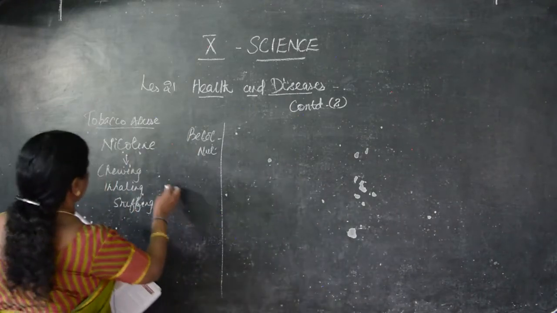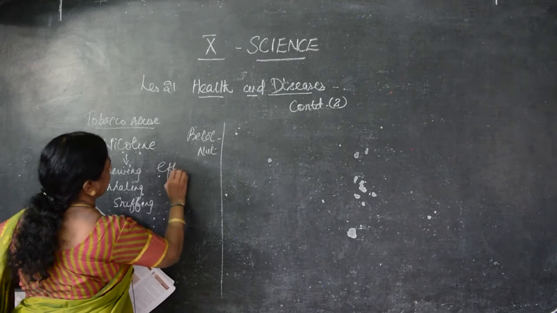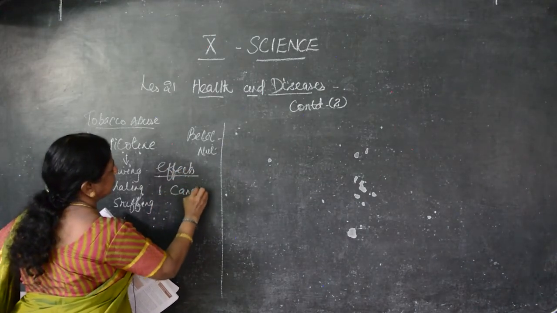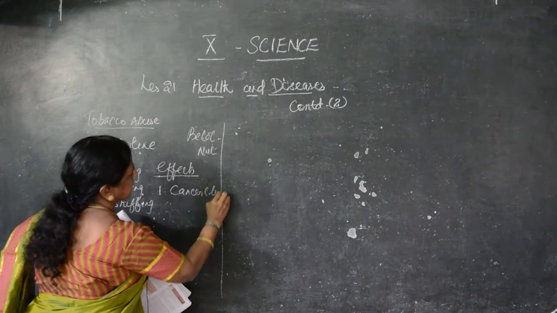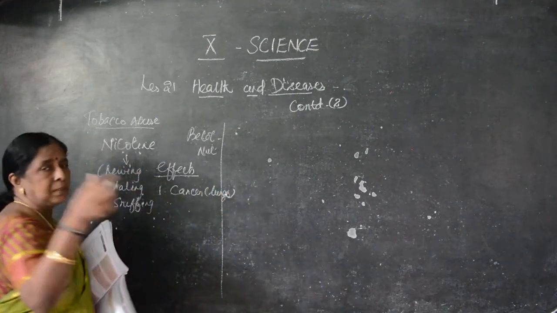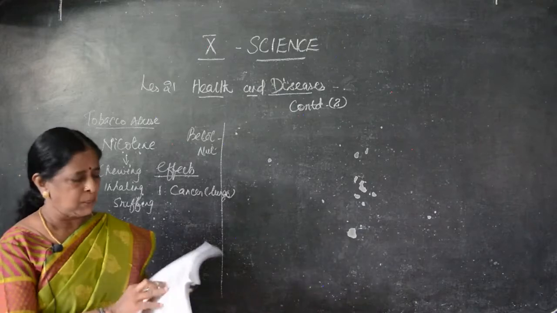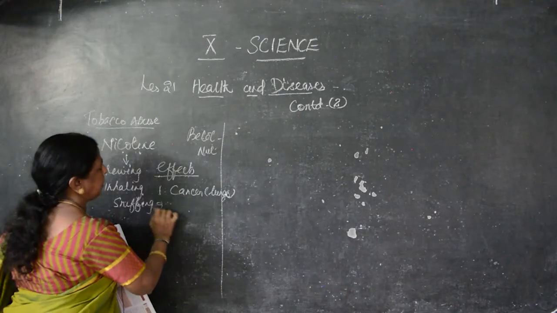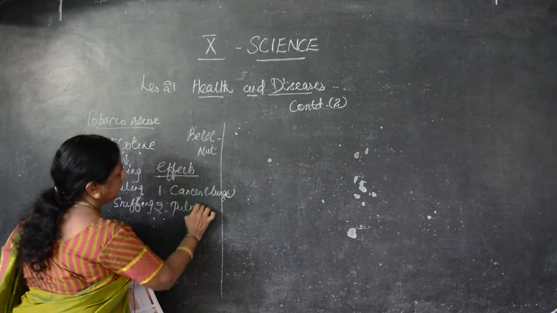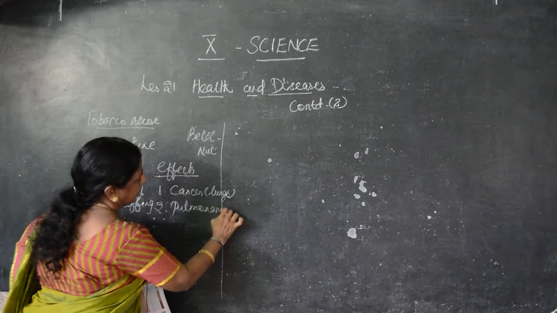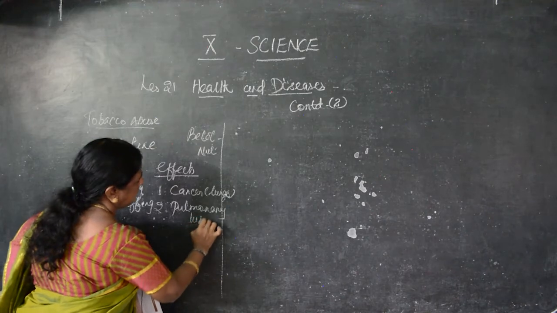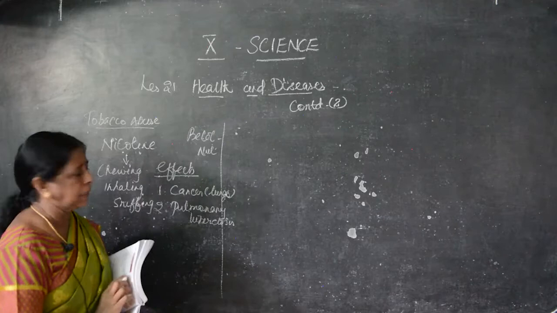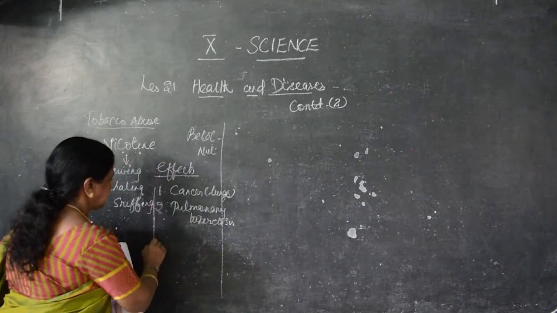What are the effects of tobacco? Consumption of tobacco, we may get cancer. What cancer is it? Lungs. Because we are inhaling, the smoke enters into the lungs only. And tuberculosis, pulmonary tuberculosis. This is the respiratory tract. Tuberculosis means what? TB.